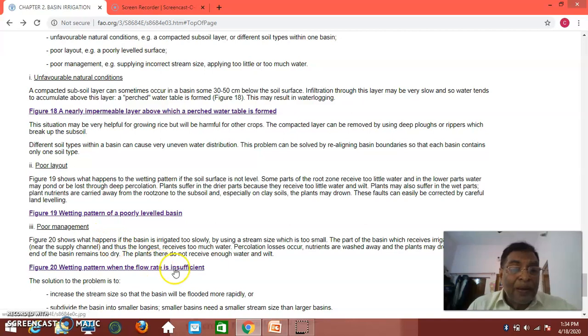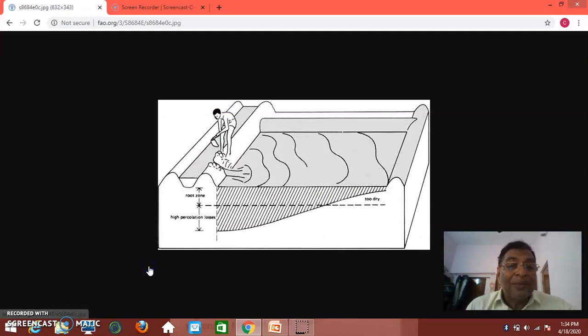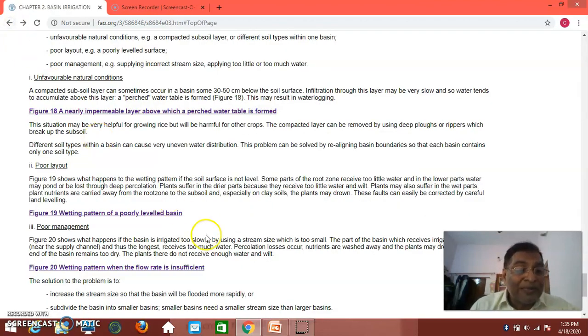So, a wetting pattern when the flow rate is insufficient. You can see all the water that is let out here simply keeps getting infiltrated here. Only the root zone is up to this much. At this end, it is going beyond the root zone and water is wasted, whereas at this end, you could not meet the root zone depth. So these are some of the intricacies you should observe when this discharge is very small. You must have a proper discharge.